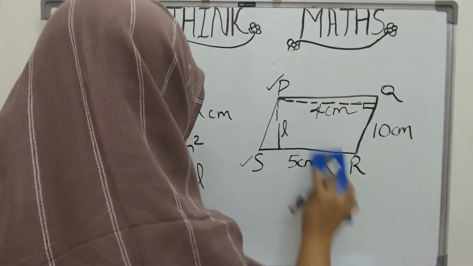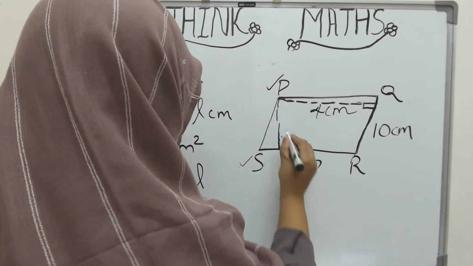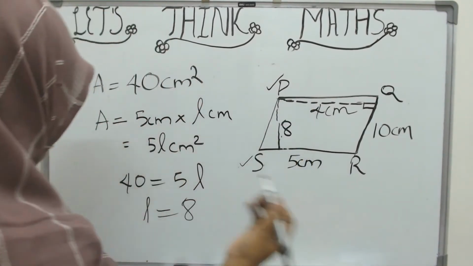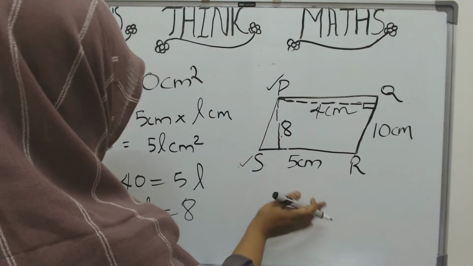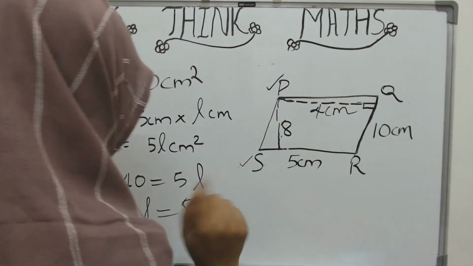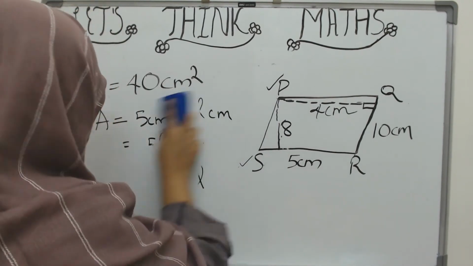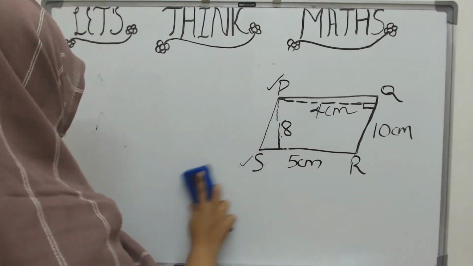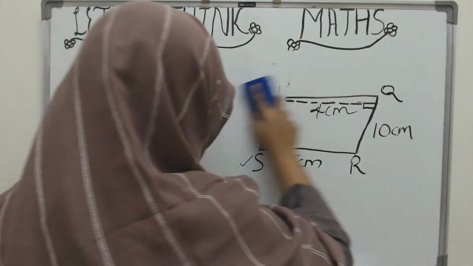So this has to be 8. Why? Because 5 into 8 will give 40. 4 into 10 will also give 40. Now, if you want, I can tell you how we get this formula.